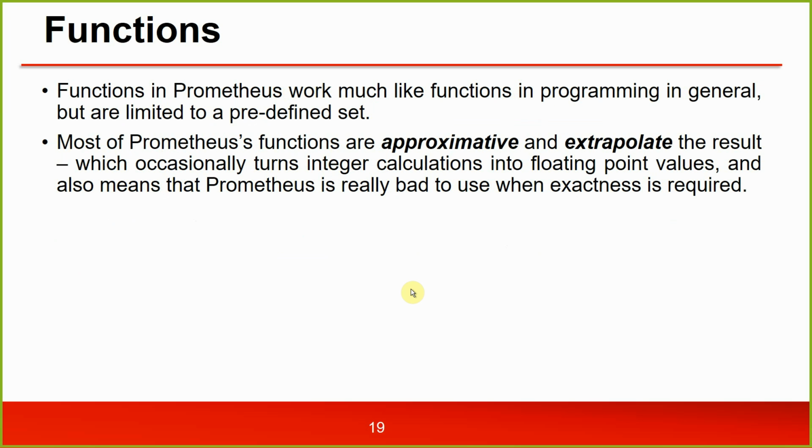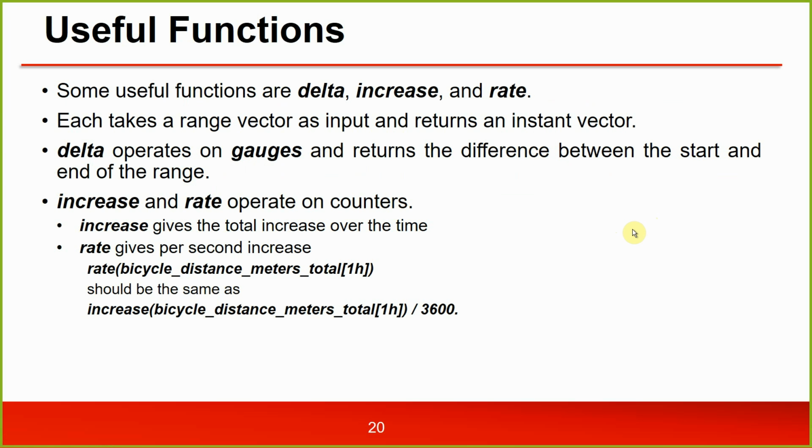Prometheus functions work much like functions in programming in general, but are limited to a predefined set, not a very vast list of functions available. Most of the Prometheus functions are approximate and extrapolate the result, which occasionally turns integer calculations into floating point values. It also means Prometheus is really bad when exactness is required. Some usual functions are delta, increase, and rate. Each takes a range vector as input and returns an instant vector.